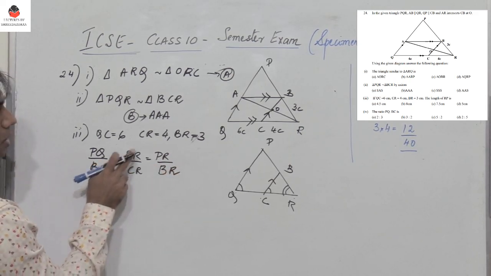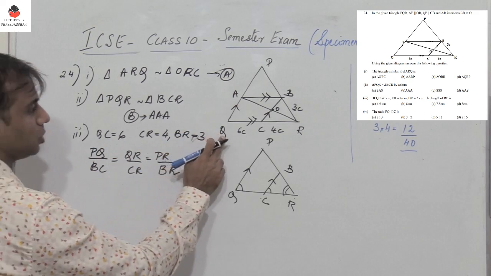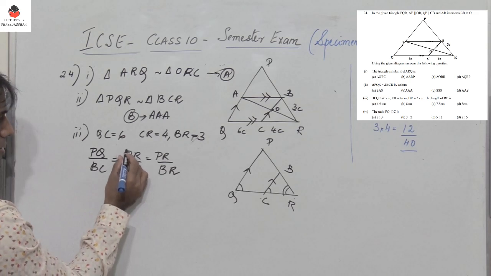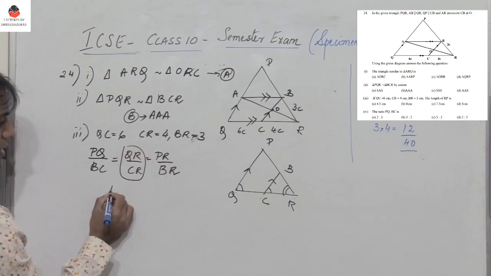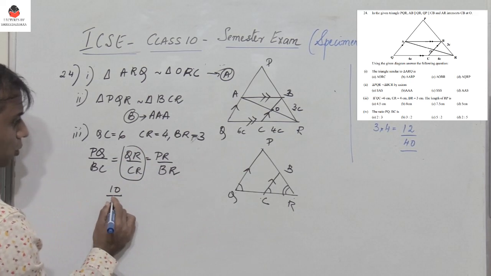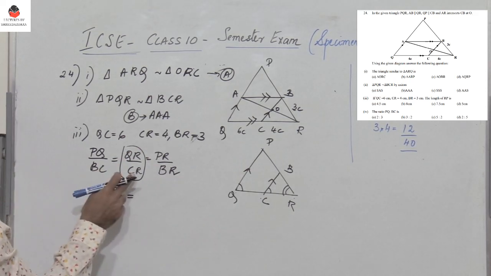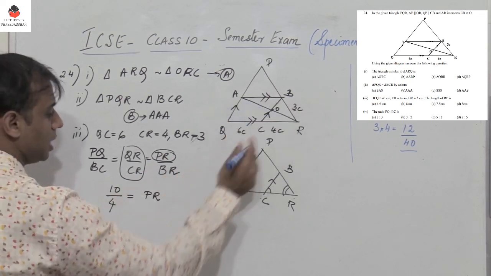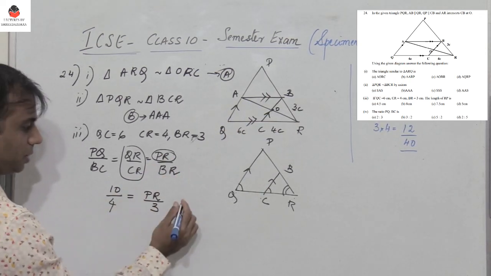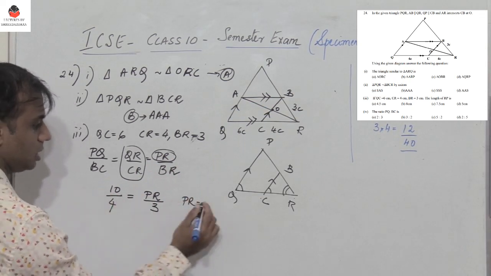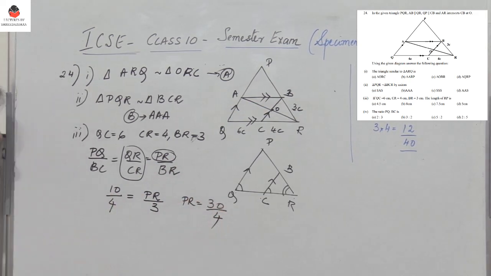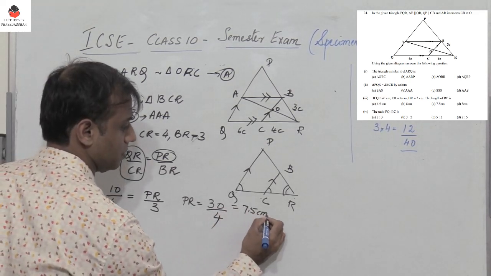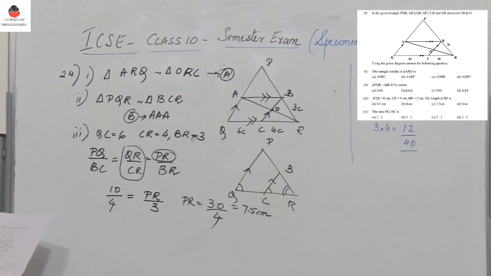Now what is PQ? PQ is not known. So we know that QR is 10. So QR is 10, right? So let me take this. QR is 10 divided by CR is 4 equals, I need to find PR. So PR is unknown. What is BR? BR is 3. So find PR. PR is 3 into 10, 30 divided by 4. So this is equal to 7.5 centimeters. So the right option is option C.